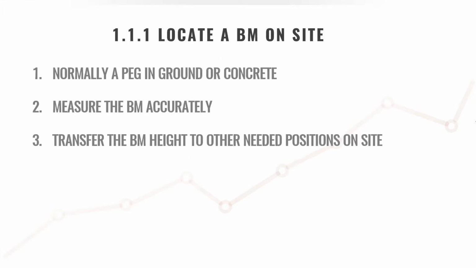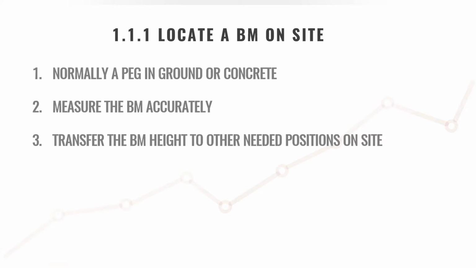A benchmark on site is normally a pegging ground or a pegging concrete, which surveyors or land surveyors can use to do further pegging, and everybody on site can use those pegs as reference pegs to do construction work on that specific site. After you've located the benchmark on site, accurately measure the benchmark using your dumpy level. Then transfer the benchmark height to all the needed positions on site. This might be platforms or any other data or points relevant where you need heights.